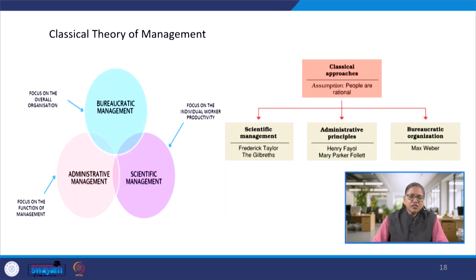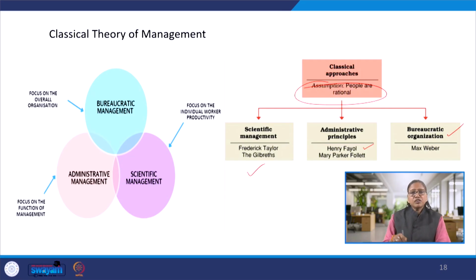Moving forward, the classical theory of management assumes that people are rational individuals. People take decisions based on the science behind any decision; they are logical. Scientific management was given by Frederick Winslow Taylor, and there is another viewpoint given by Frank and Lillian Gilbreth. The Gilbreths emphasized time and motion studies. The administrative principles of management were given by Henri Fayol and Mary Parker Follett. The third dominant view is bureaucratic organizations, proposed by Max Weber.